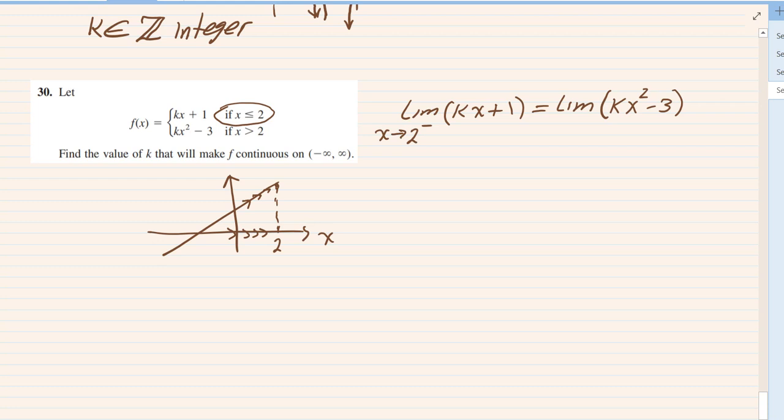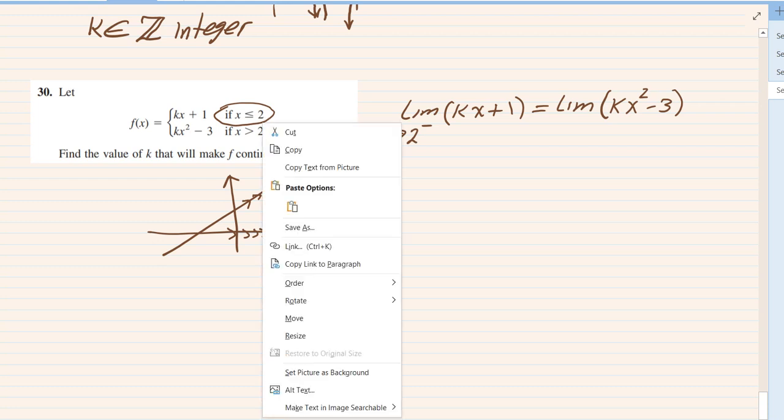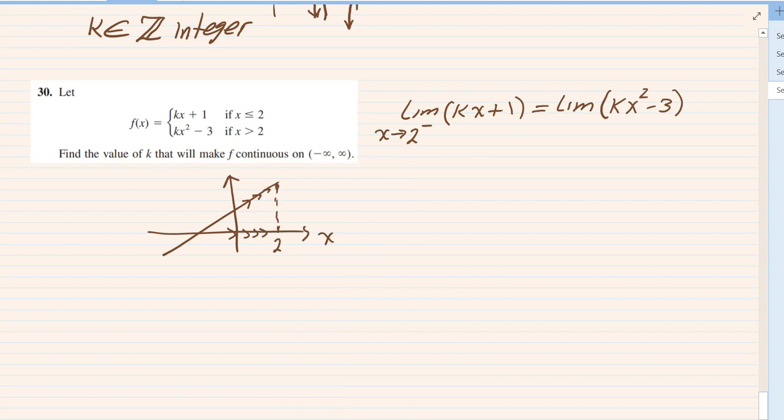Now, for the parabola, x must be greater than 2. So this is what the parabola now looks like. Let's say here's -3, and I'm assuming k is positive. If k is negative, it will turn the other direction, but without loss of generality, we can assume that. Okay, so there you have it.